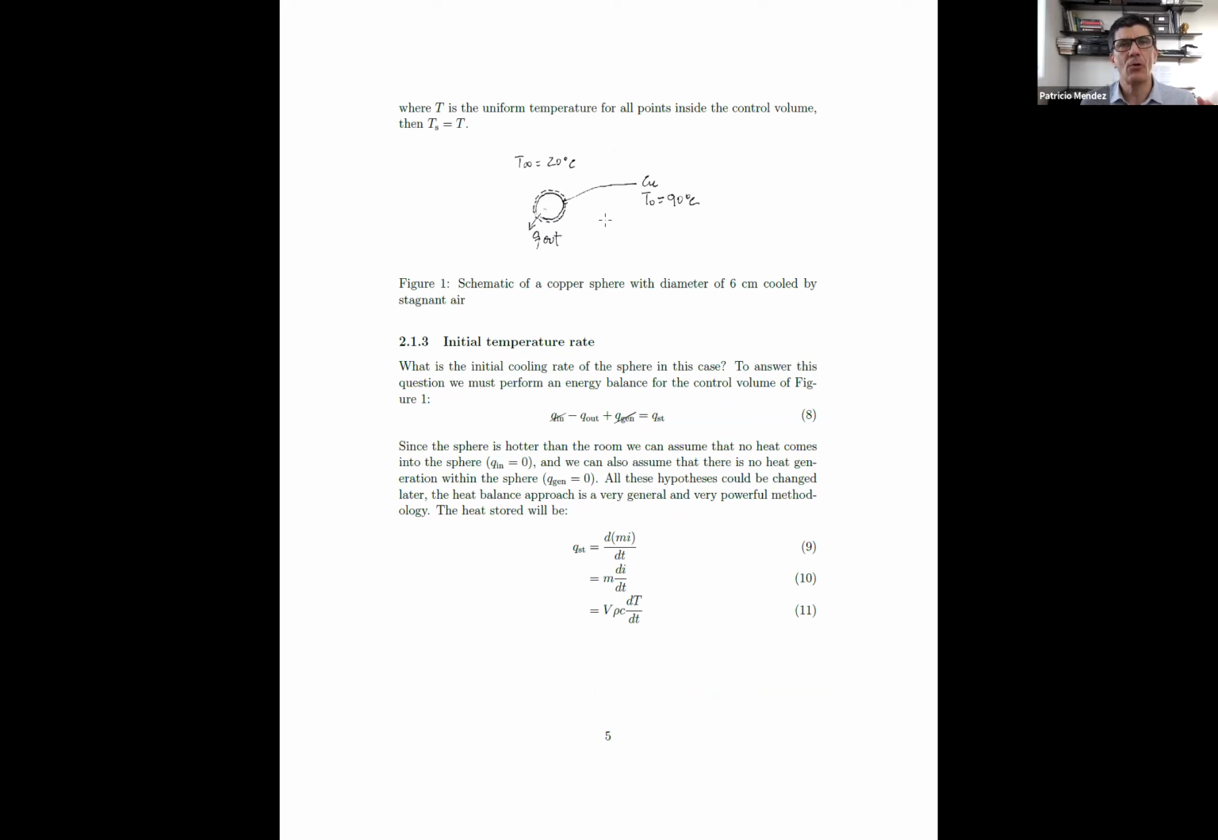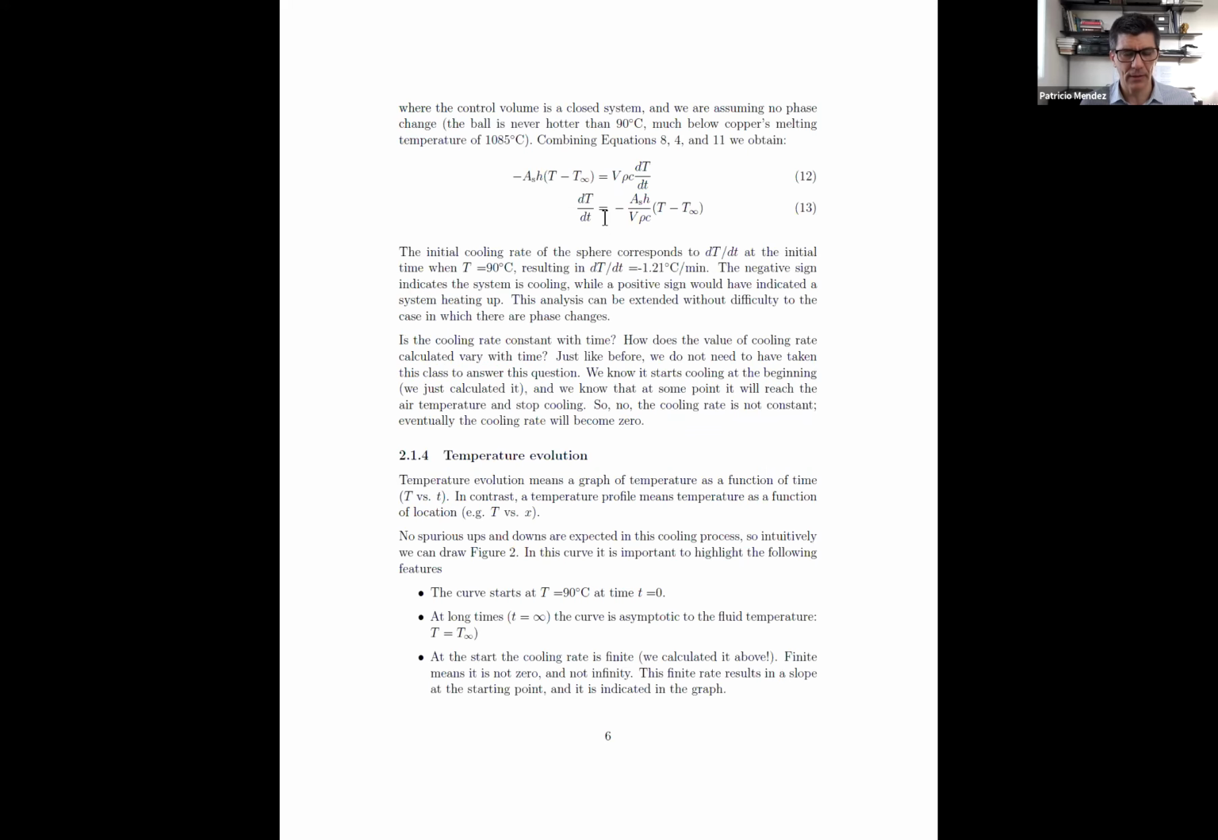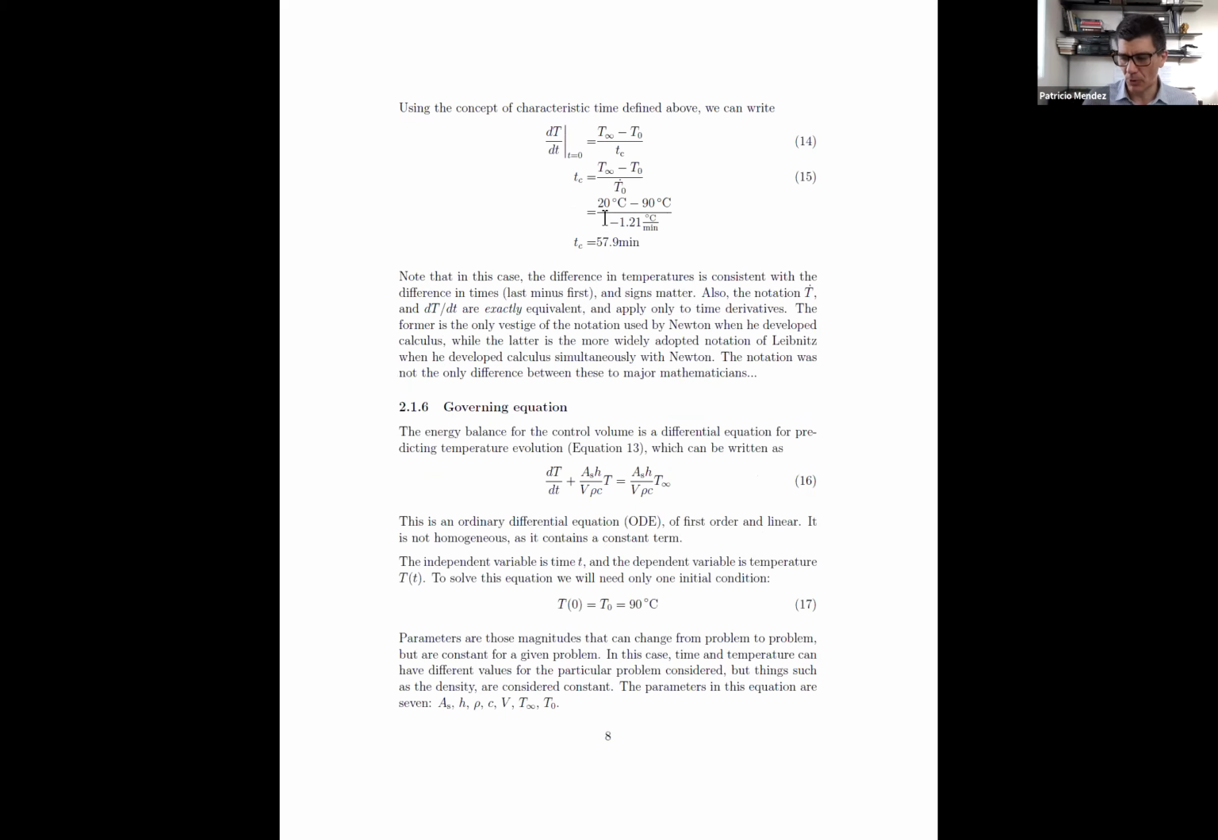So now we can look at the heat losses, and we decided to look at losses by convection. We look at the energy stored, and all these things we learned in week 1 for heat stored and week 2 for the heat transfer mechanisms. We put them together and we end up with an equation.